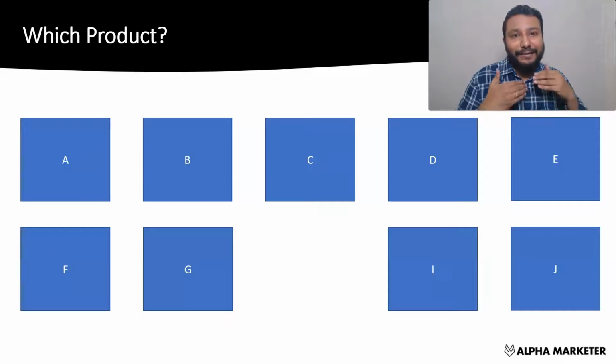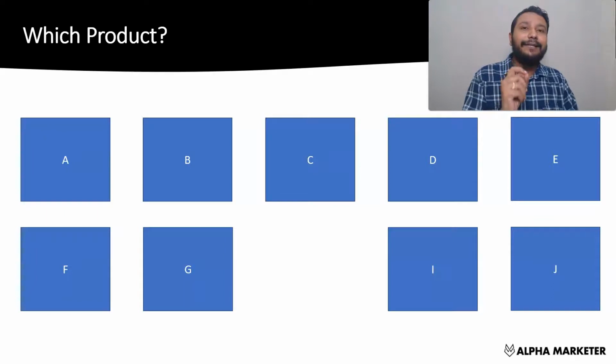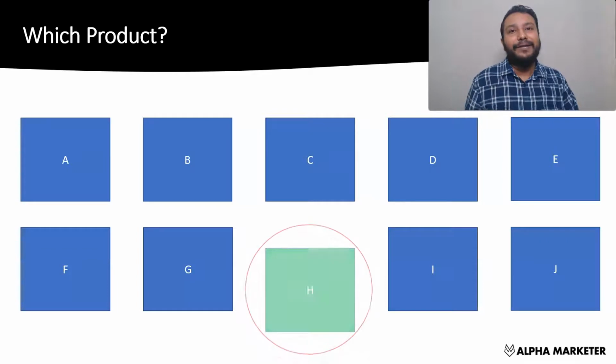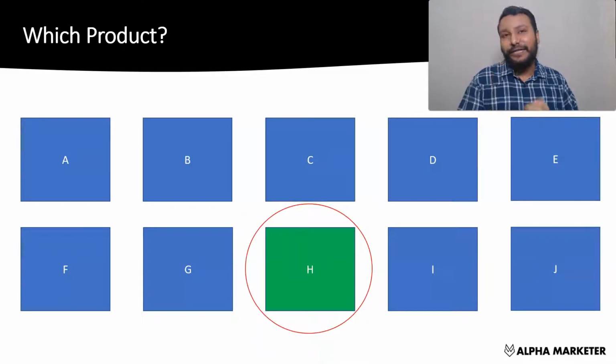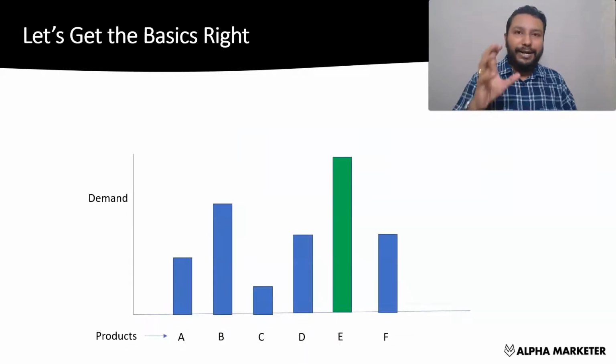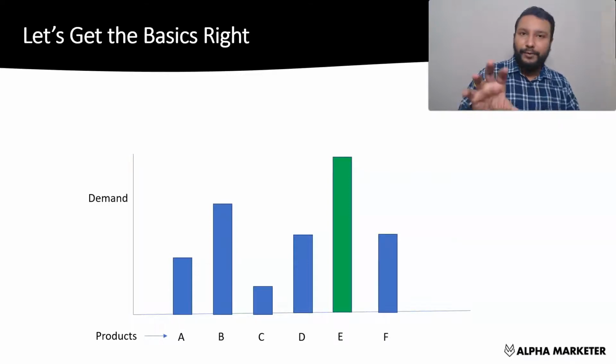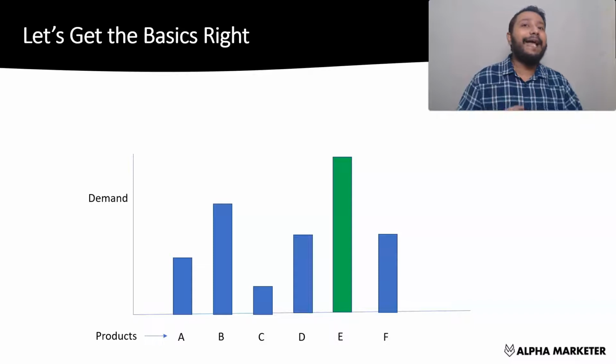The fact is that not all products on the store have equal demand. Some products will have high demand, some products will not have good enough demand. So as a marketer, it will be smart of you to find those products which have high demand so that you can start running ads for them. Let me explain this to you. This is a simple graph. On one axis you have the demand, on the other axis you have the products. You have so many products, but some products have high demand.